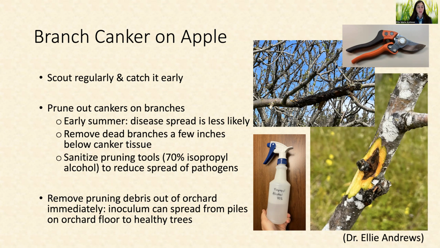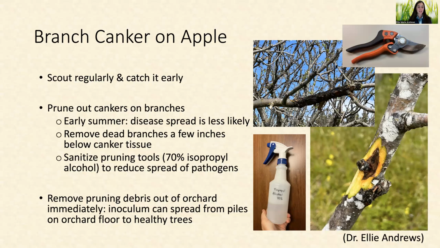So you're going to remove the dead branches a few inches below that canker tissue. You want to cut until you see clean tissue. And you also want to make sure, as much as you can, not to leave stubs. So if you can cut flush to the next branch, that's great. It's not always possible, but it helps.